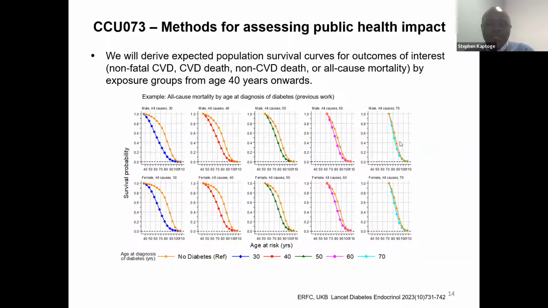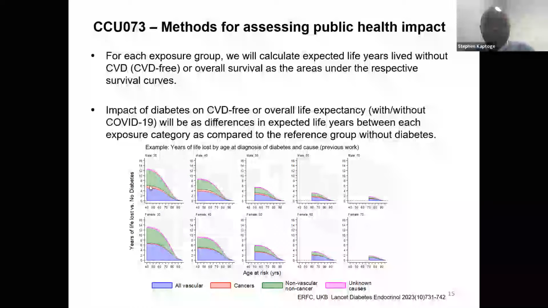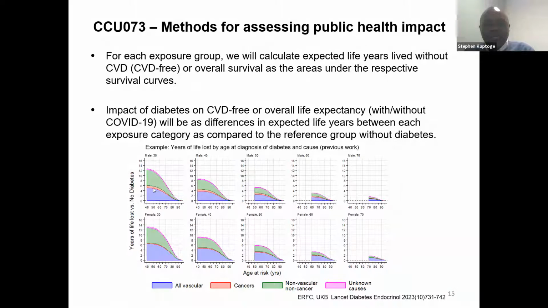Essentially, that's the process we would want to repeat, but now concentrating on non-fatal events as well as different types of fatalities. One thing we could also do is break down the total, maybe now CVD-free life years, but here it was mortality. We could say, among the total years of life lost, what were the causes of death? And here we can see that the majority of the causes of death were vascular diseases, as well as non-vascular, non-cancer mortality. So we hope to do a similar thing with respect to survival free of CVD.